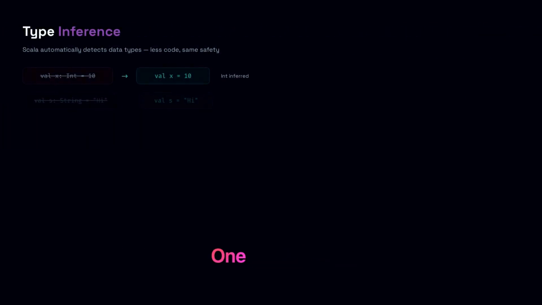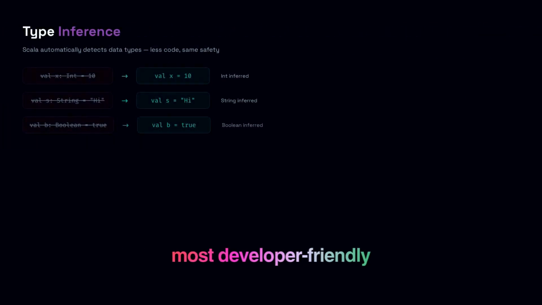Type inference. One of Scala's most developer-friendly features is type inference, the ability to automatically detect the data type of a variable without having to declare it explicitly. You get the safety benefits of a strongly typed language without the verbosity. Your code stays clean and readable while the compiler quietly does the type-checking work behind the scenes.